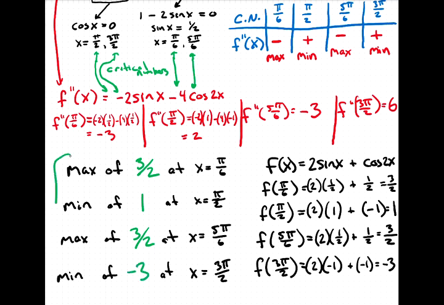Okay, so these are our extrema, and these are the locations of those relative extrema. So we have a relative maximum of 3 over 2. It's the y value at an x value of pi over 6. All right, that about does it for this video. I hope it was helpful.